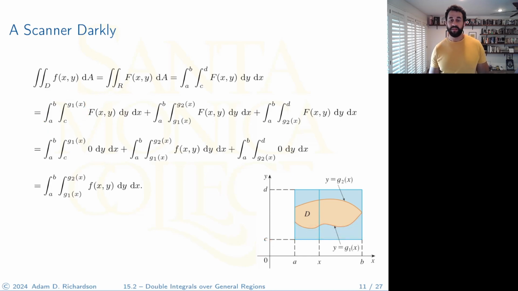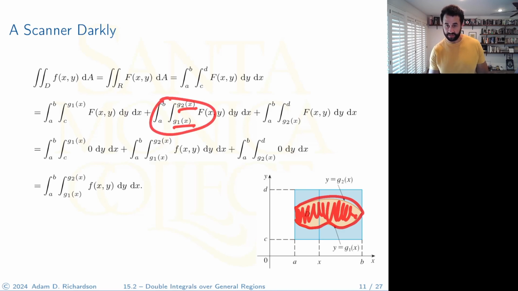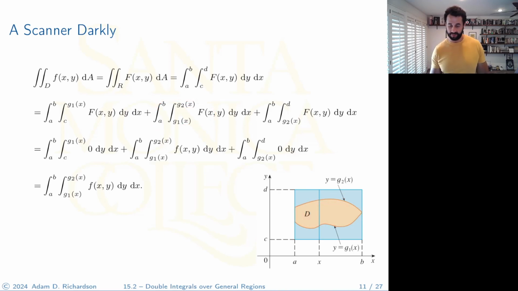All right? Then the second integral is the one that's actually going to integrate over D. So it's going to integrate between g1 and g2 right here. So that's what this integral is. And then the third integral is going to be this one, integrating from g2 to d. So that's from here to here, and this is this integral right here. So you see how we're telling it how we want it to scan? We want it to do this, and then this, and then this.